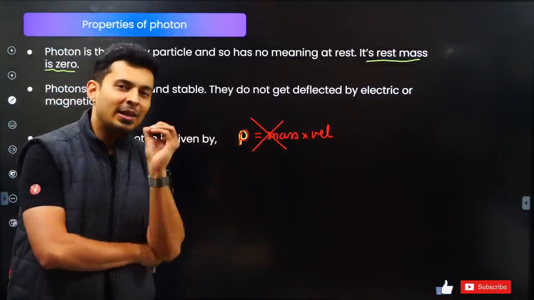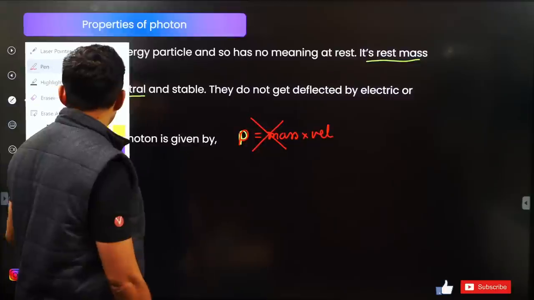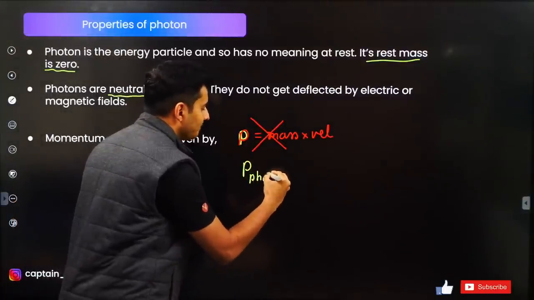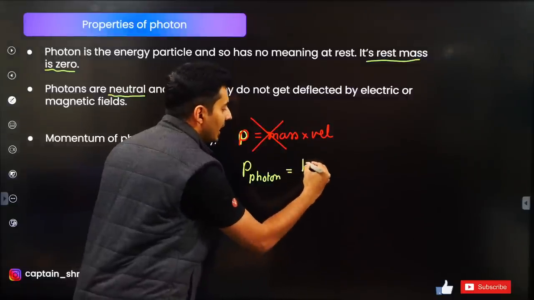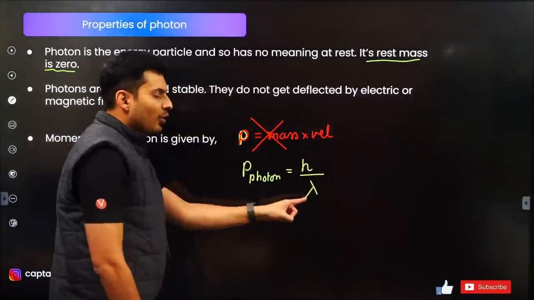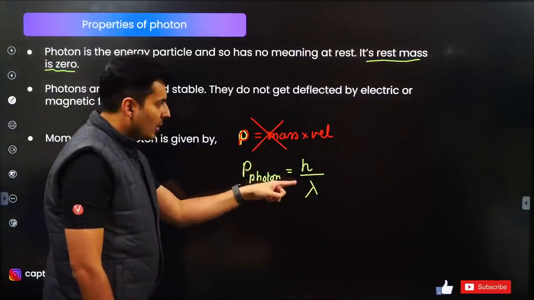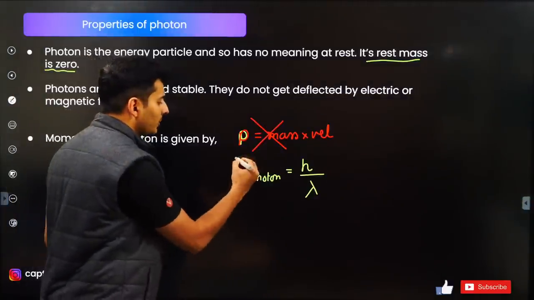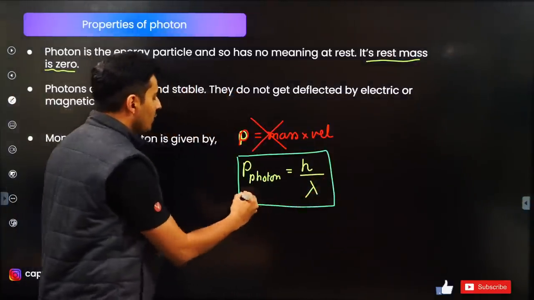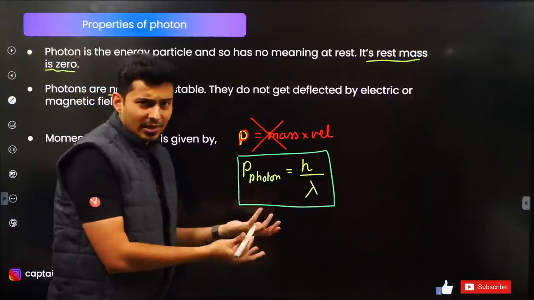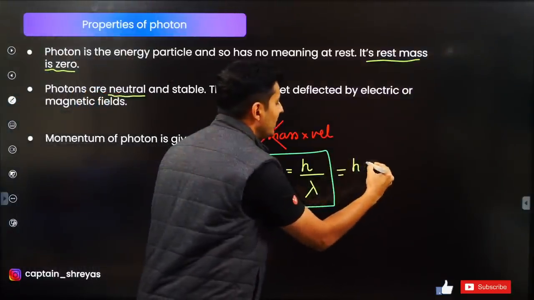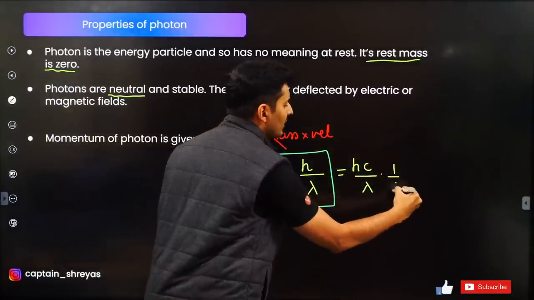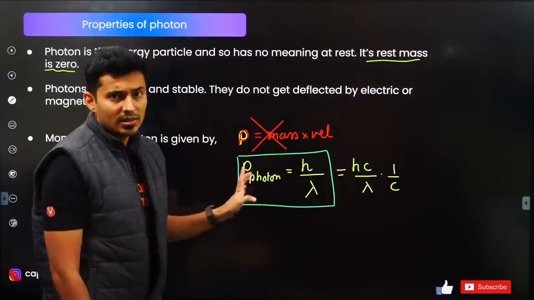Then experiments were done and it was actually found that the momentum of a photon is given by h by the wavelength. The wavelength of the light is the denominator, h is Planck's constant, that gives you the momentum of the photon. Very crucial formula. Now, if you want, you can also rearrange this a little bit, like multiply it with speed of light, and because you have multiplied, divide it also with speed of light. c cancels and you will get the same thing.